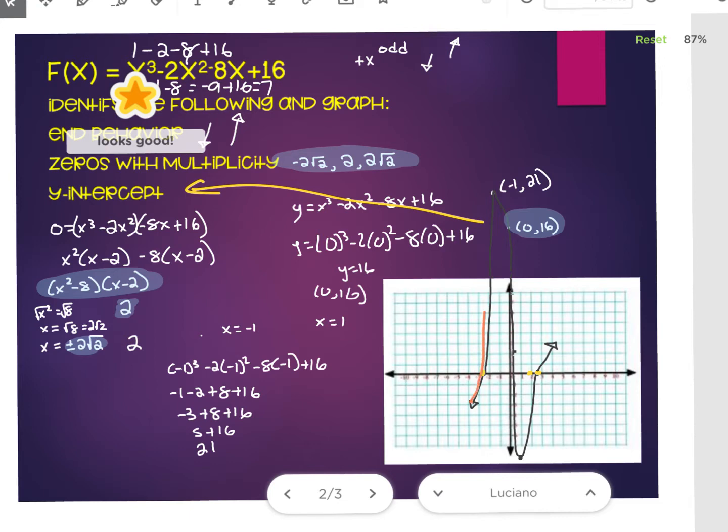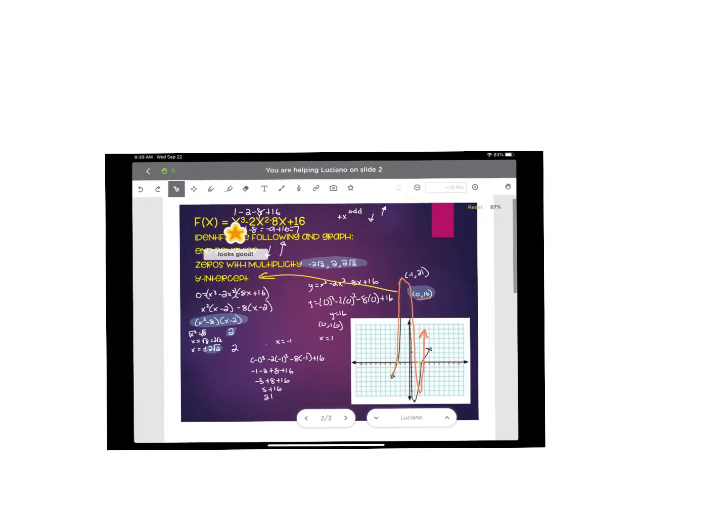Your graph is going to go up. And you could have just gone up to the y-intercept at 0, 16 because that point's there. You didn't need another one. Down and back up through that. So let me go through this one. I think I have the other one here.